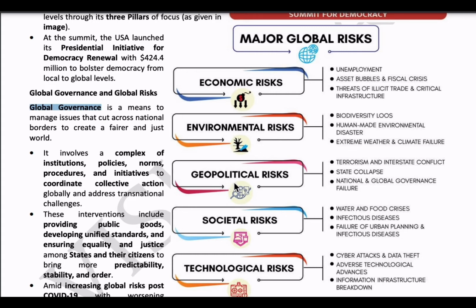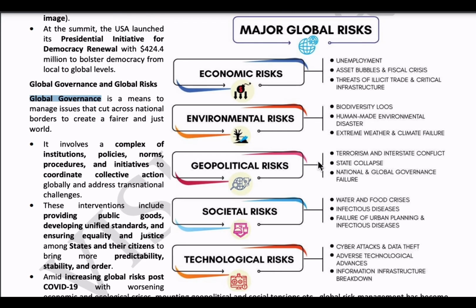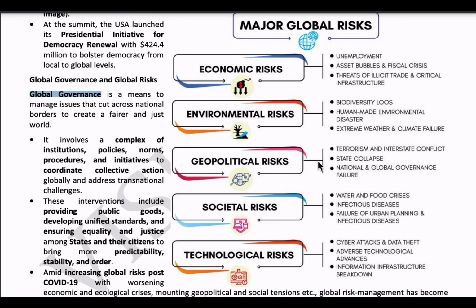Coming to the geopolitical risks, there are terrorism and interstate conflict, state collapse, national and global governance failure. Societal risks include water and food crisis, infectious diseases, and failure of urban planning. Even COVID comes under these societal risks. Next are technological risks: cyber attacks and data theft, adverse technological advances, information infrastructure breakdown. All these, that is economic, environmental, geopolitical, societal, and technological risks, come under global risks.